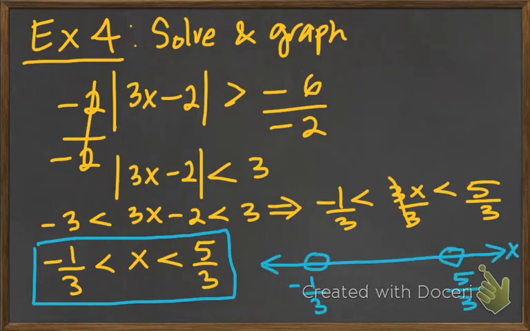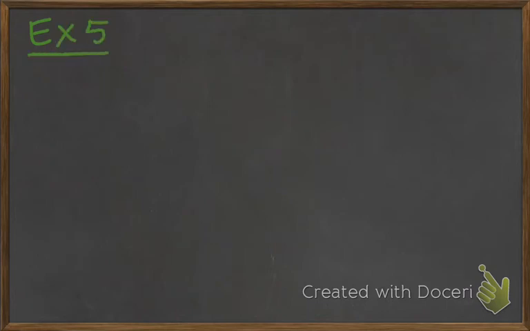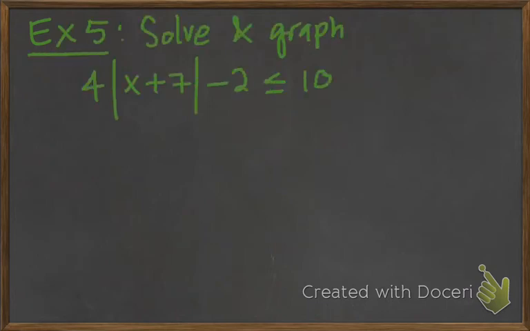Finally, we make the graph. We don't have equality, so we don't fill in the points -1/3 and 5/3, the endpoints of our graph. Finally, example 5, solve and graph 4 times the absolute value of x plus 7 minus 2 less than or equal to 10.